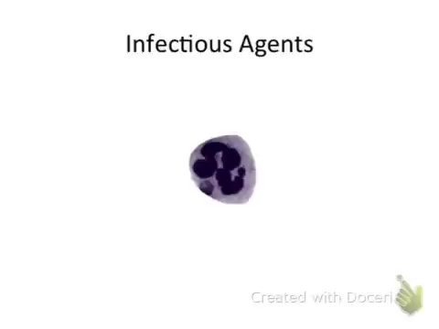A variety of infectious agents can be identified in circulating blood neutrophils, but for the purposes of this class, you will only be responsible for identifying rickettsial infections. Rickettsial infections are diagnosed on blood smear by identifying intracytoplasmic colonies of bacteria, and these colonies are called morulae. This is indicative of either an Ehrlichia infection or an Anaplasma infection.